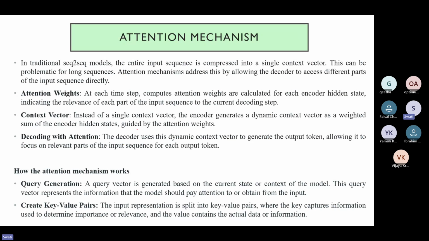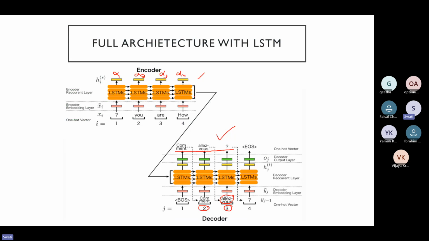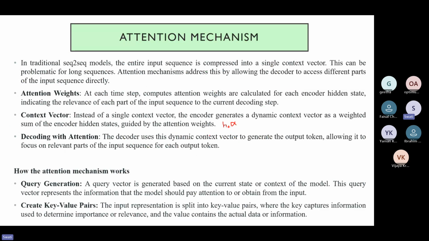So instead of a single context vector, the encoder generates a dynamic context vector as a weighted sum of the encoder's hidden states. These encoder hidden states, H1 up to HT, have a relation with the alpha values; they are guided by the attention weights. Earlier we didn't take any output from the hidden states, we just had one context vector, but now these are also considered. We are not discarding these. This is the main difference.